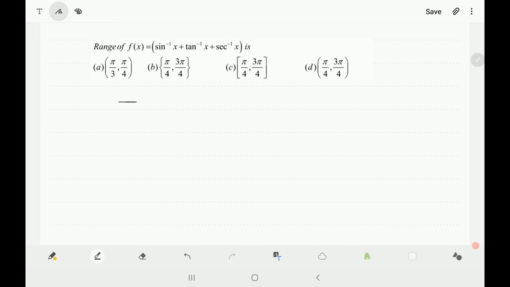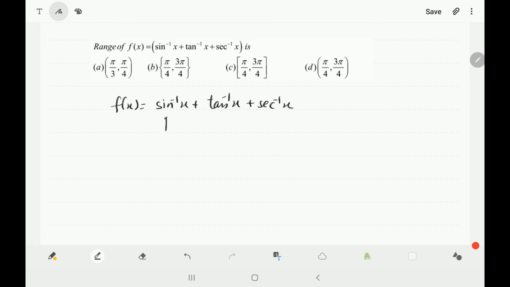In this problem, f of x is given as sin inverse x plus tan inverse x plus secant inverse x. And you have to find the range of this function. Whenever the range is asked in case of inverse trigonometric functions, always try to find the domain, because it might be possible there is a catch in the domain.